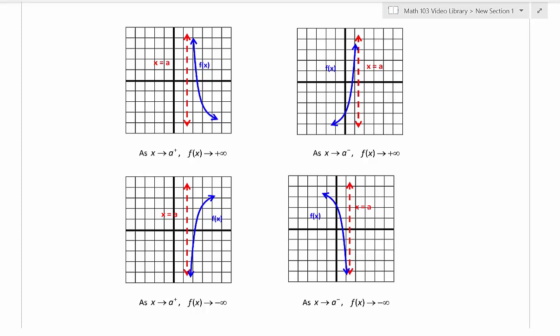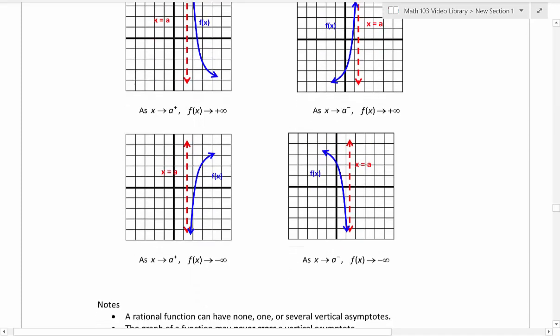So as x approaches a from the right, f of x approaches positive infinity in our first picture. Then as x approaches a from the left, f of x approaches positive infinity. In our third picture, as x approaches a from the right, f of x approaches negative infinity. And lastly, as x approaches a from the left, f of x approaches negative infinity.